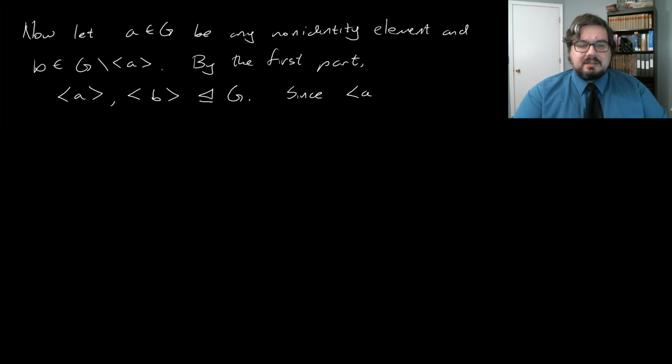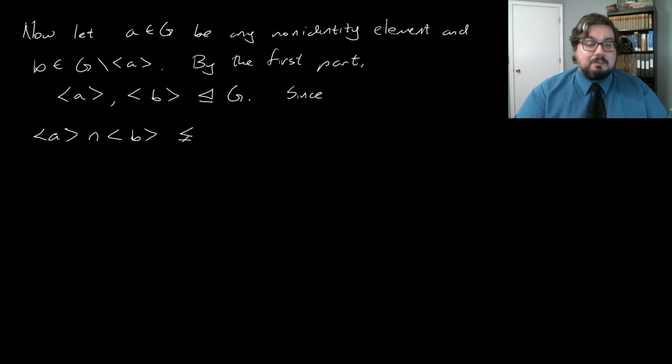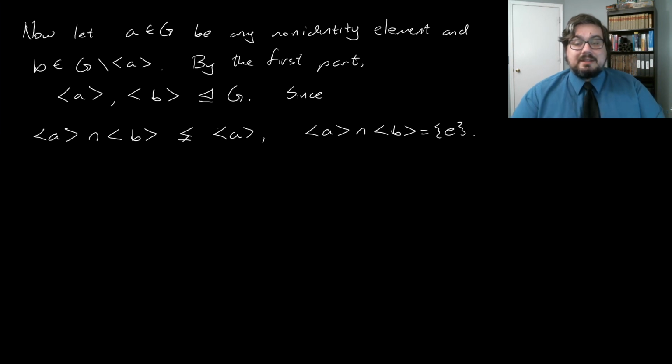Then, since the subgroup generated by A intersected with the subgroup generated by B has to be a subgroup but is not equal to the subgroup generated by A, we have that the intersection of the subgroup generated by A and the subgroup generated by B is simply the set containing the identity, for the same reason as we saw in the proof of the previous part, because the order of the group generated by A is p. Any subgroup must have order dividing that. The only possibility is 1.